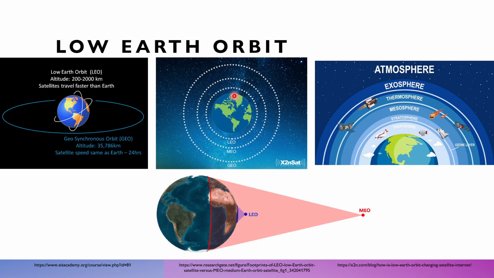Now, in order to maintain orbit, these objects need to be traveling much, much faster than the angular velocity of the Earth. In fact, objects in low Earth orbit are still actually in the Earth's atmosphere, but in a place where the air is significantly thinner.